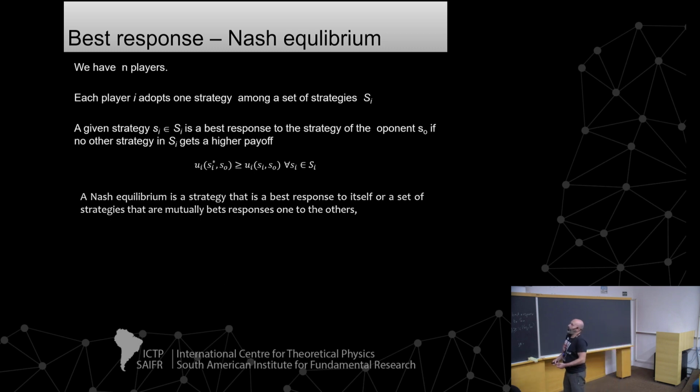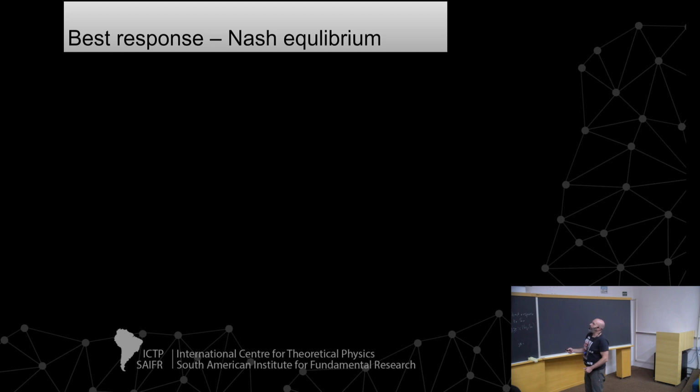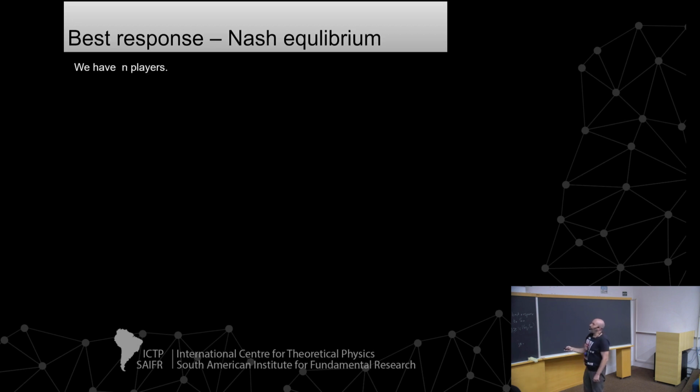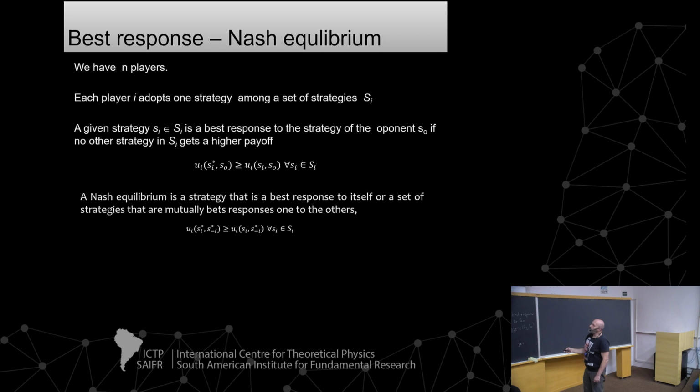Or in a case that we have different strategies, for example, as in the example before, that we have a different strategy for the file, or a set of strategies for the file, and a different set of strategies for the column. In this case, what we said is that a Nash equilibrium is a strategy that is the best response to itself, or a set of strategies that are mutually best responses one to the other, okay?